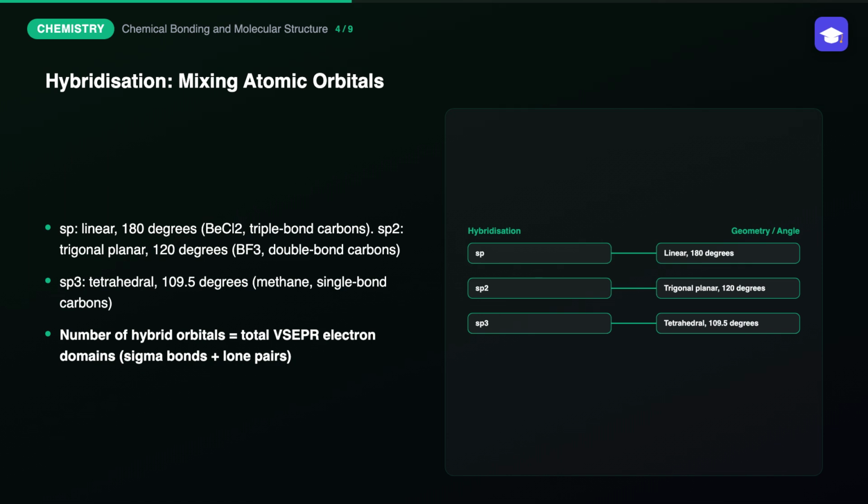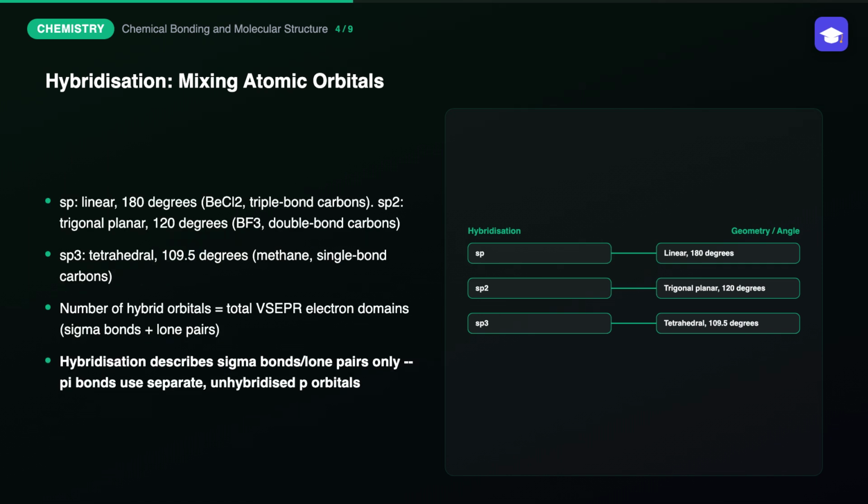It's also worth remembering explicitly that hybridization describes only the sigma bond framework and lone pair orbitals. Pi bonds, formed by unhybridized, leftover p orbitals overlapping sideways, are entirely separate from this hybridization scheme, which is exactly why a carbon atom can be sp2 hybridized while still participating in one additional pi bond, forming its overall carbon-carbon double bond.